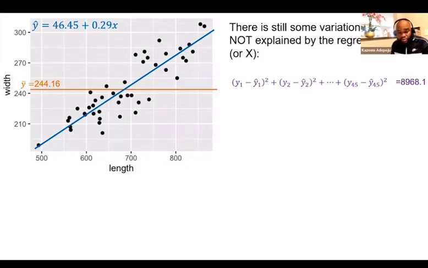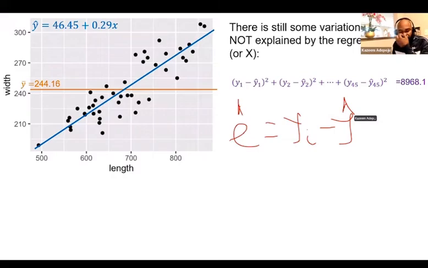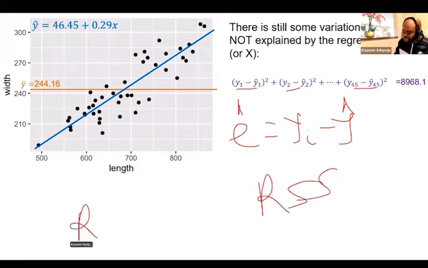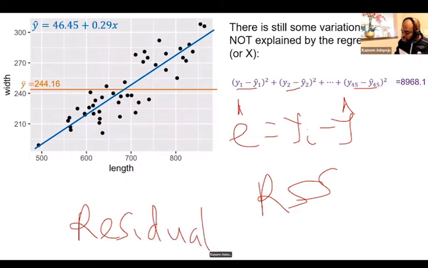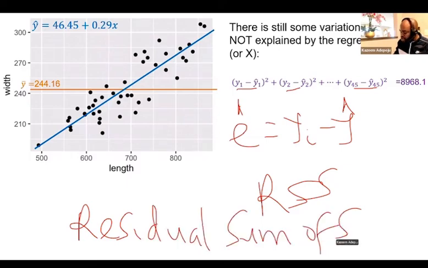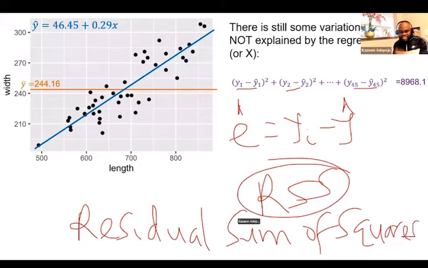How are we going to calculate the unexplained variation? You remember the other time that I said residual, right? Which is going to be the original observation y minus y cap. Here, we're going to subtract them, square them, and sum them. And that becomes the residual sum of squares. Okay, that we can call RSS, residual sum of squares.